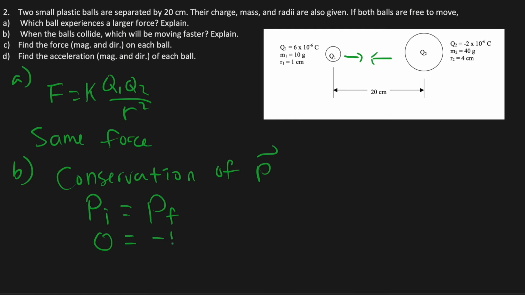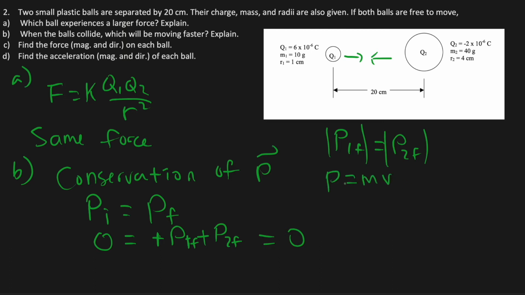Right? So let me write this: Pi is equal to P1F plus P2F, right? And this is equal to 0. So what we can know is the magnitude of P1F is equal to the magnitude of P2F. So which one will move faster? So we know momentum is equal to mass times velocity, right?